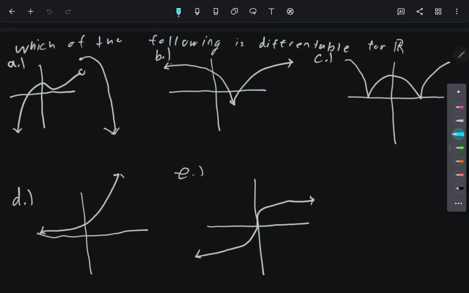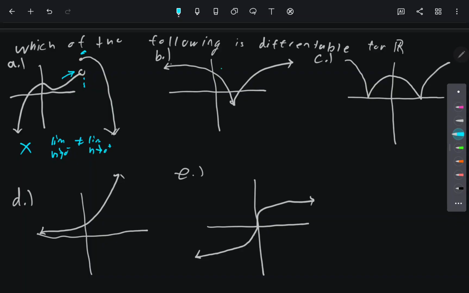So I have 5 examples here that I'd like us to work out, and I'll give you a moment if you want to take your guess. My question is, which of the following is differentiable at all real numbers? Well, let's go through these. This first one is a discontinuity, so it's not continuous at this point, and thus it's not differentiable at that point. So we know it's not A, because the limit as h approaches 0 from the left does not equal the limit as h approaches 0 from the right.